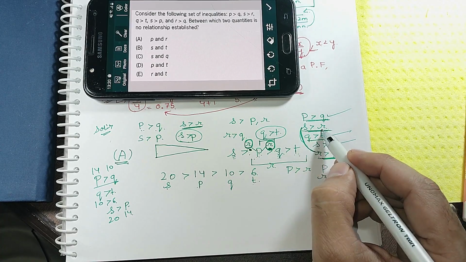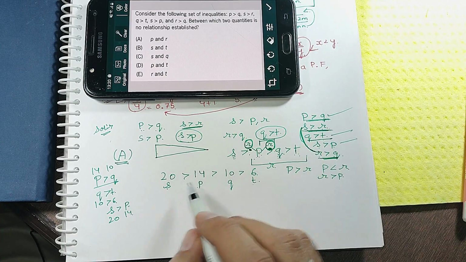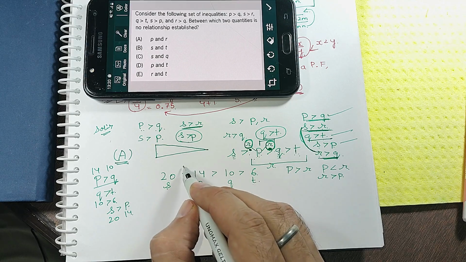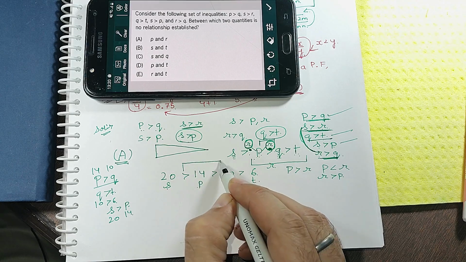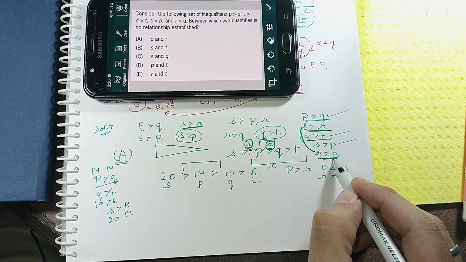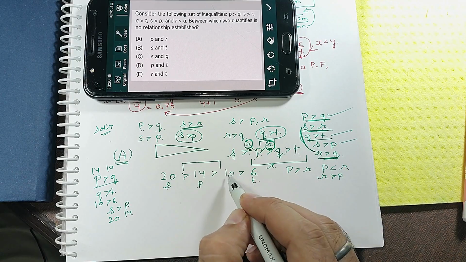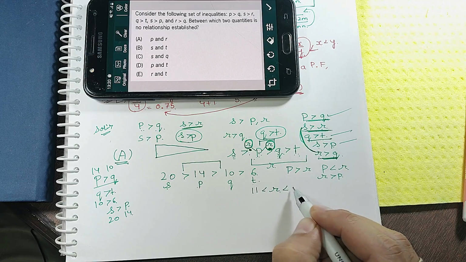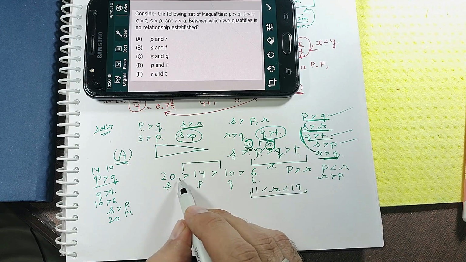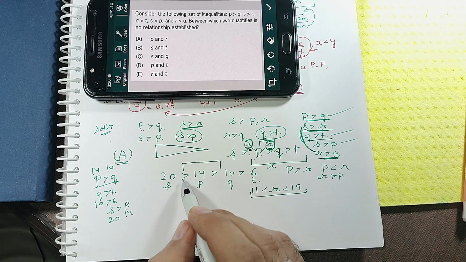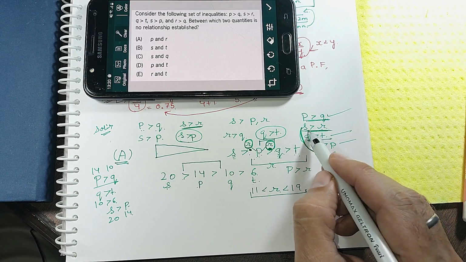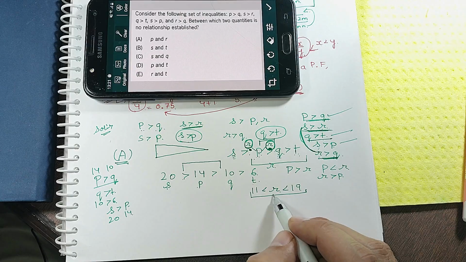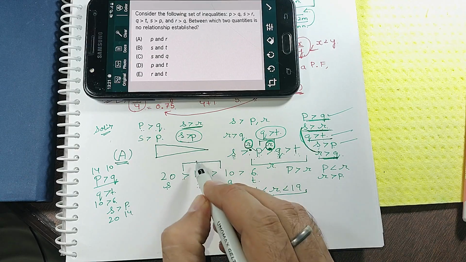Now S is greater than R. Now here S is greater than R. So it can have a range from 19 down to this point, provided R is greater than Q. So R can have a value greater than 11 and less than 19, isn't it? Because if I put the value of R to be 21, then S is greater than R is not fulfilled. Basically, we don't know the relation between P and R.